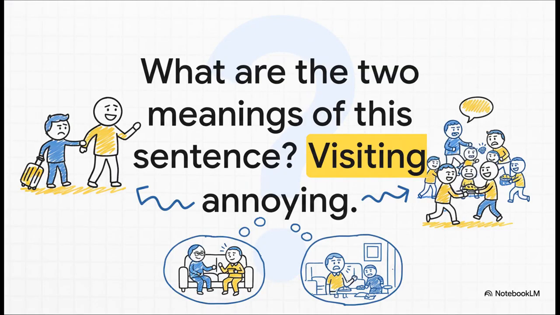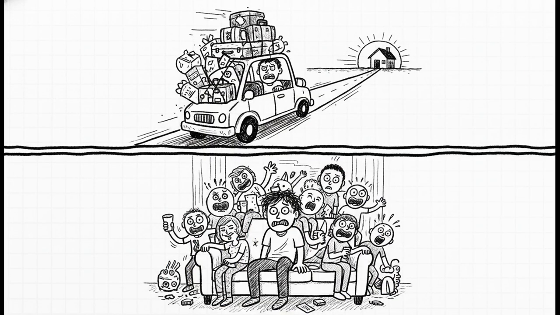Okay, your turn. Take a look at this one. Visiting relatives can be annoying. Can you spot the 2 completely different ways you could read that? So, did you get it? The whole thing hinges on who's doing the visiting. Is the act of going to see your family what's annoying? The travel, the packing, or are the relatives themselves, the ones who are currently visiting you, the source of the annoyance? Again, the sentence structure leaves it totally up in the air.